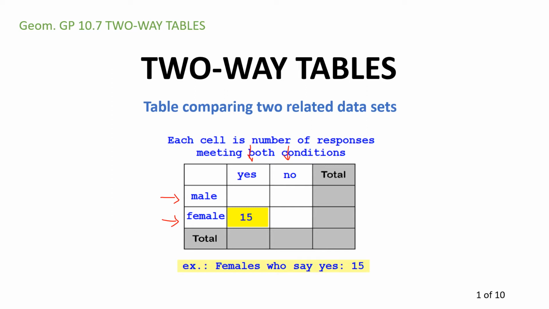In this example, each individual cell represents the number of people who met both conditions. So in this cell, 15 is the number of females who said yes, for example, yes, I prefer Coke versus Pepsi, or something like that. So the number of people in each individual cell. There's also what's called the marginal distributions. That's because it's in the margins. We'll add those numbers up.